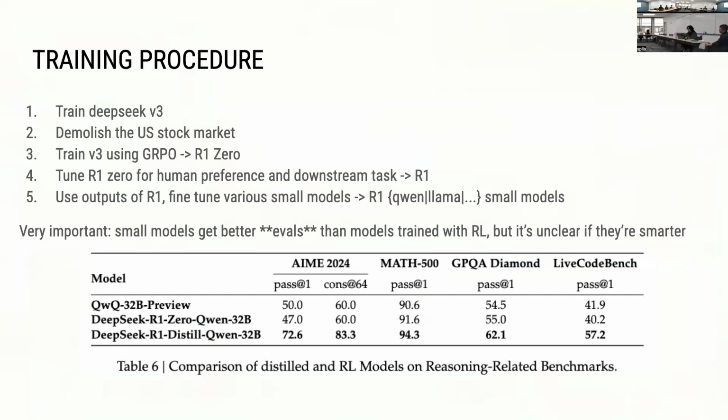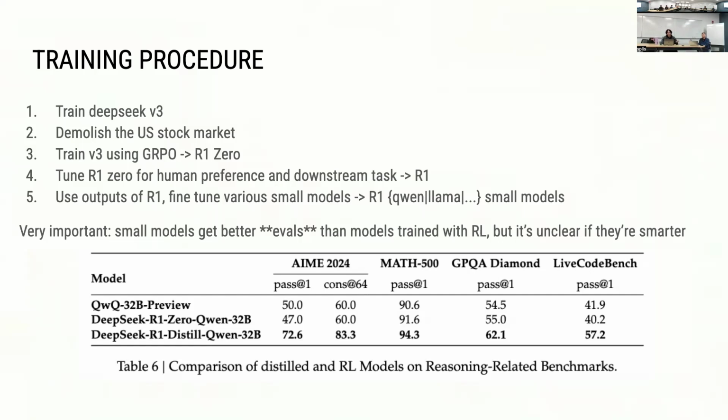Okay, so the training procedure is actually five steps for the model variants. Step 1 is you actually have to train DeepSeek V3, and then step 2 is you demolish the US stock market. Step 3, you use V3 and train it using GRPO to get R1-Zero, which is a pure reasoning model. It absolutely makes no sense to humans because it was never trained to bias itself to make sense, but it has good performance. And then you tune R1-Zero using human preference data and tests, and then you get R1, the model you can actually use on the chat interface. And optionally, step 5, you can use the outputs of R1 to fine-tune various small models.